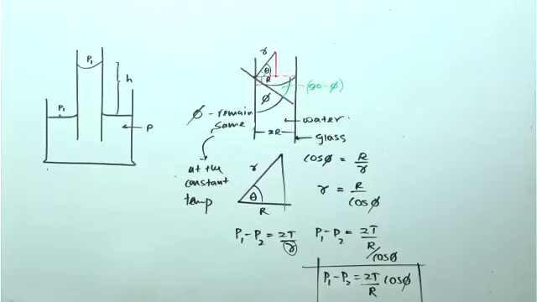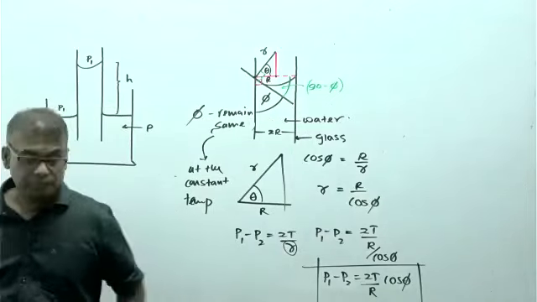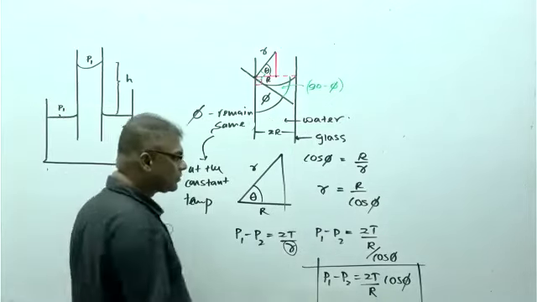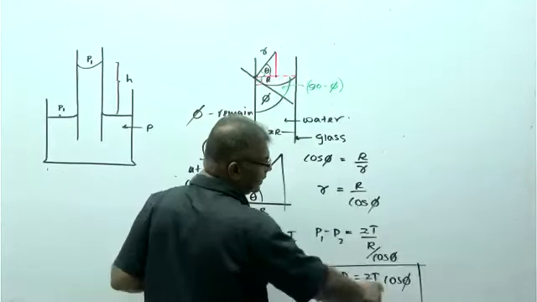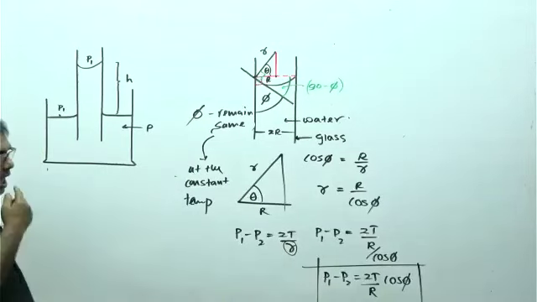Right, Buddha. Identify the symbols. Capital R, radius of the tube. Psi, angle of contact. Correct.